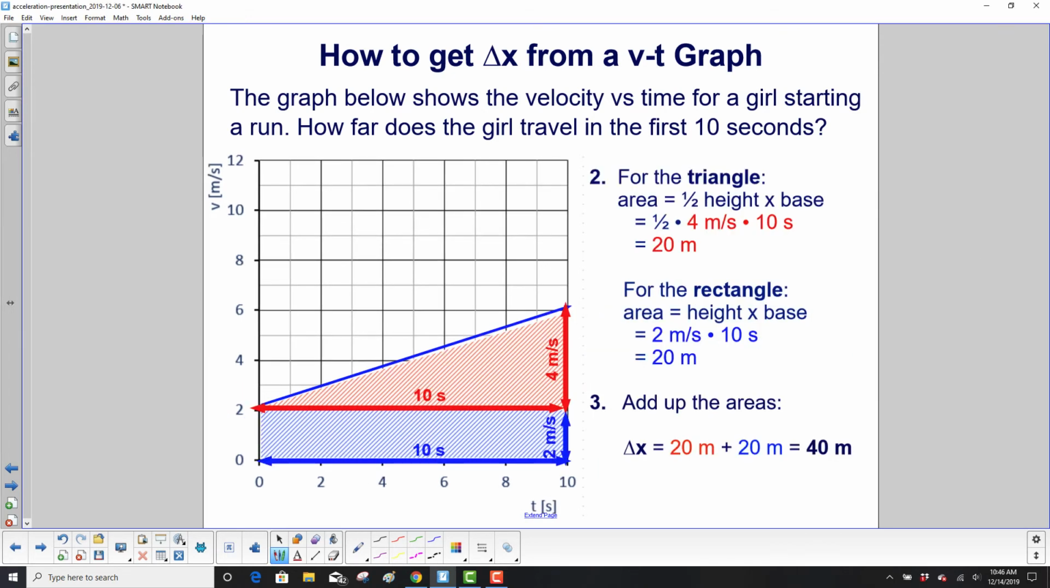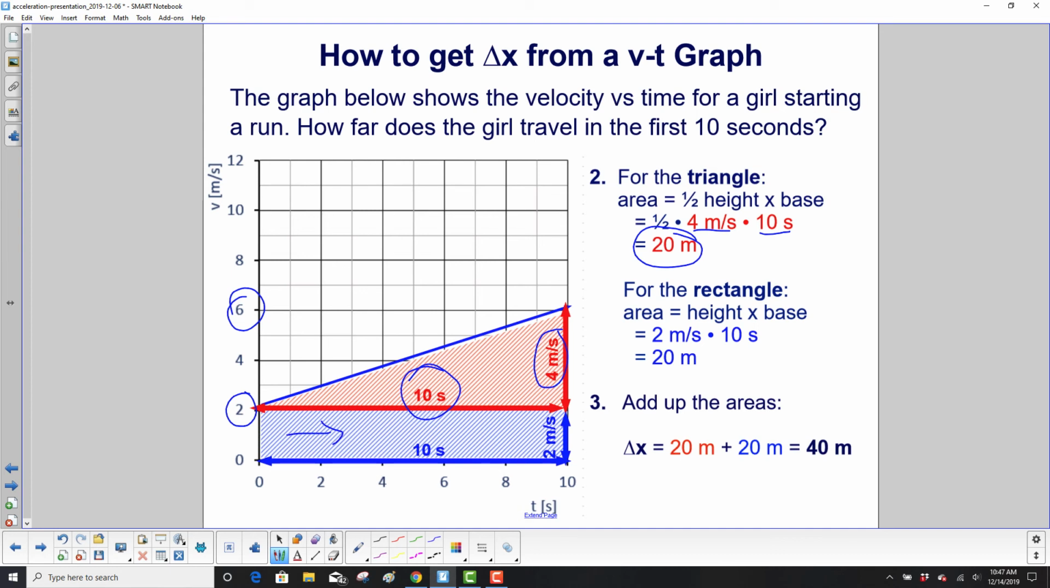Let's work with the triangle first. We have a base of 10 seconds and a height of 4 meters per second. Well, where did that come from? Well, we went from 2 to 6. 6 minus 2 is 4. So the area of the triangle is 1/2 times 4 meters per second times 10 seconds. And what do we get? We get 20 meters.